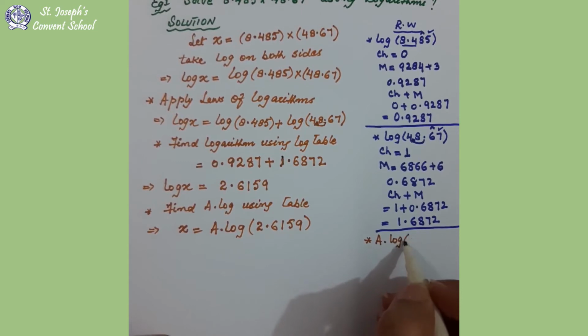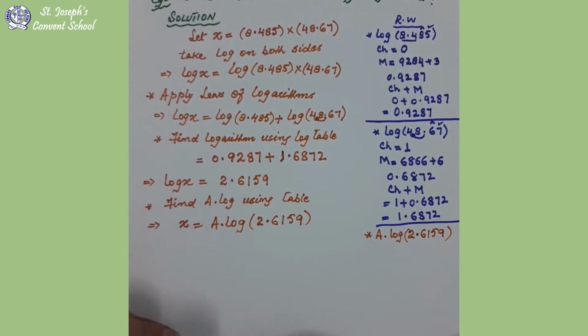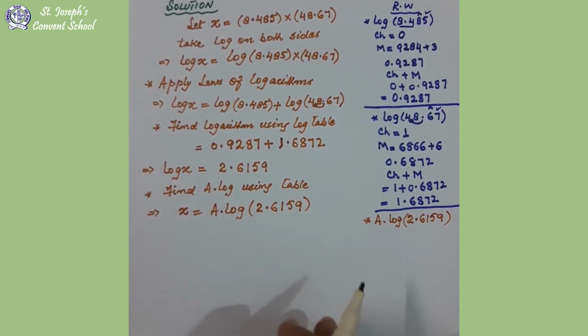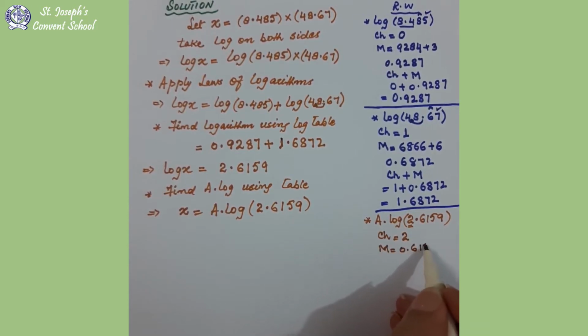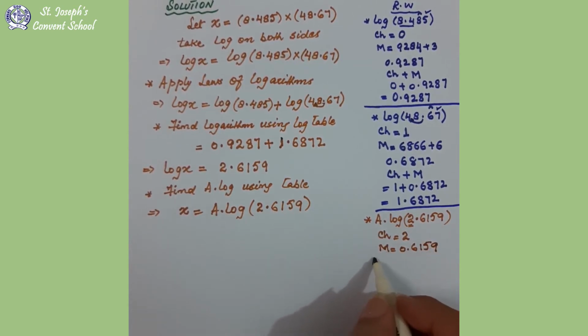Anti-log of 2.6159. In anti-logarithm, I have told you that the number before the decimal is known as the characteristic. So the characteristic here is 2, and the remaining part is the mantissa. The mantissa is 0.6159. Now you will check the mantissa in the anti-log table.